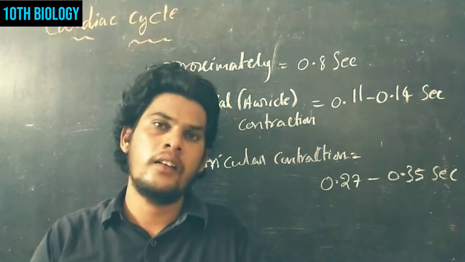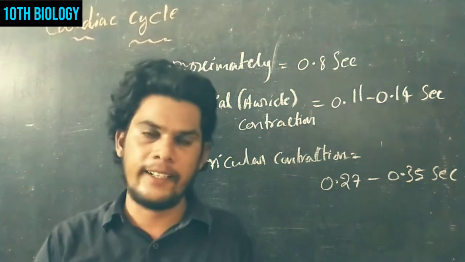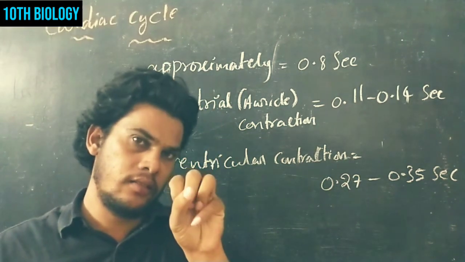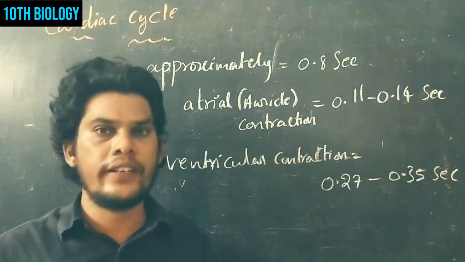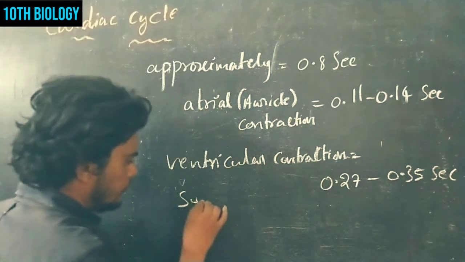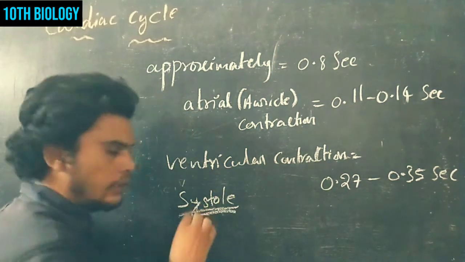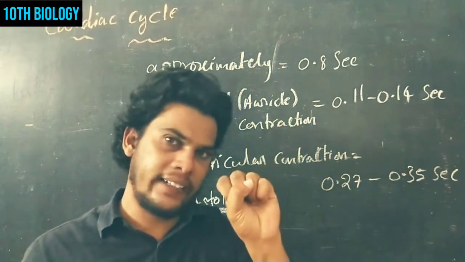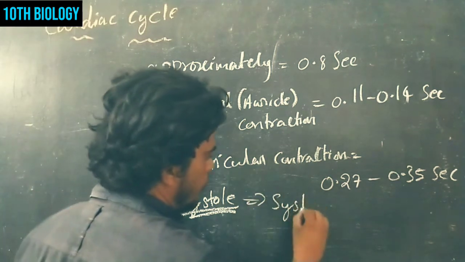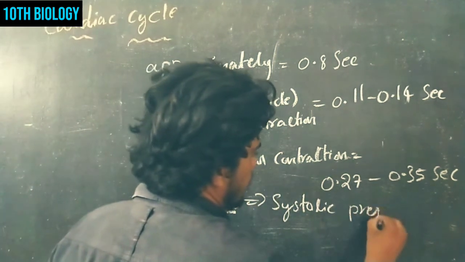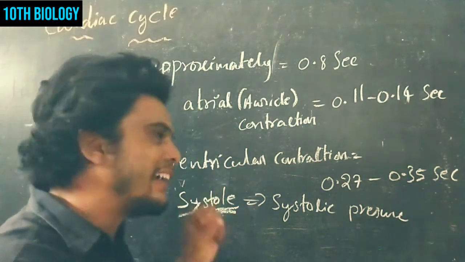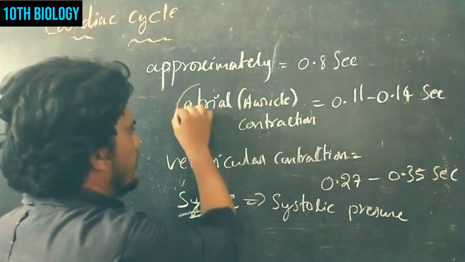Okay, dear students. Until now, we discussed the cardiac cycle. Do you know, the contraction of the heart, whether it is the auricles or ventricles, is called systole. What is that called? Systole. So when the auricles or ventricles contract, some pressure is produced. That pressure is called systolic pressure.